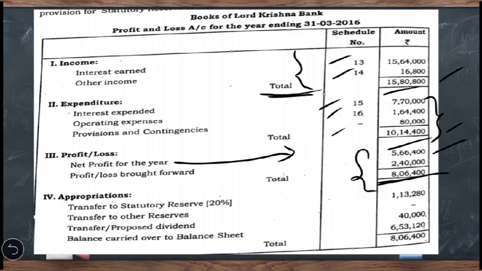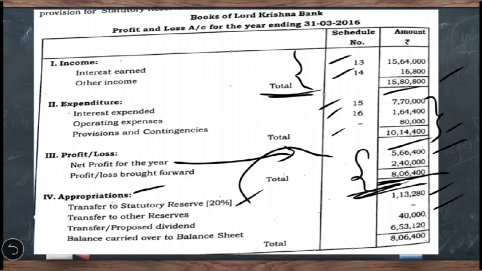Then in the next line we have to show the appropriations. The first one, transfer to statutory reserve, we have to transfer 20%. But don't get confused, it is not 20% of the total amount here, it is 20% of the current year's profit. Current year's profit is 5,66,400. On that we have to calculate 20%. Then it comes to 1,13,280. Then the next item, transfer to other reserve. This adjustment is not given in the present question, so you can skip that, or you can write nil. Then the next one, proposed dividend. They have given in this case the directors' proposed dividend of 40,000, that you can write.